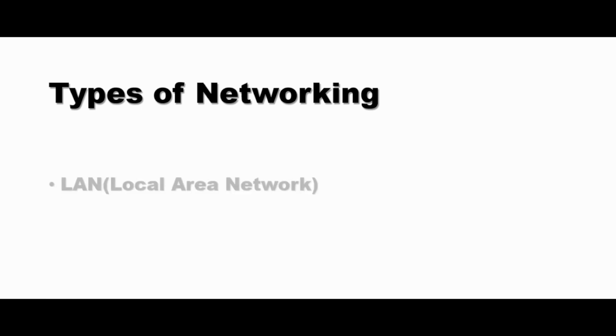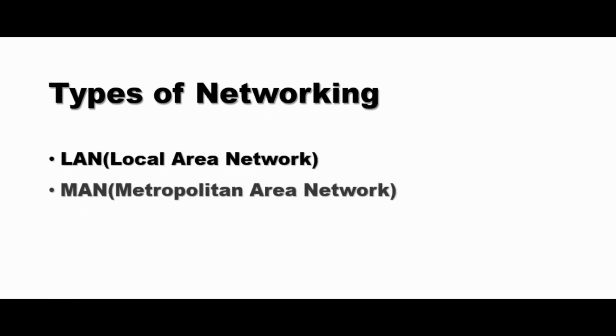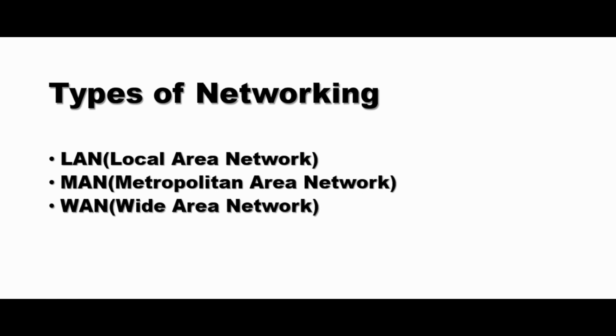So again, there are LAN, MAN, WAN. LAN is local area network, MAN is metropolitan area network. The third one is WAN, wide area network. I have already explained LAN, MAN and WAN, so I am not going to explain this. So let's move to our types of network topology.